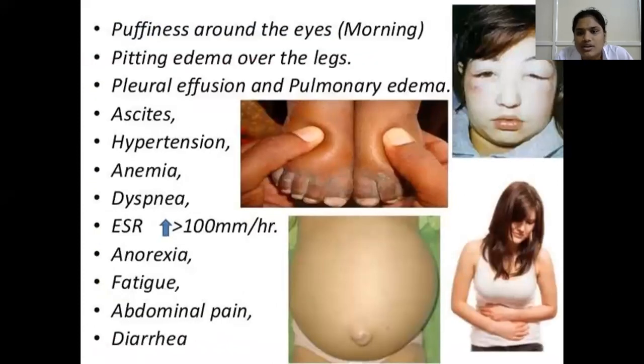So as I said already, this is the puffiness of the eyelids in the morning, pitting edema over the legs, pleural effusion and pulmonary edema, and focal edemas like ascites. Hypertension can be seen sometimes, but not very common. Anemia, dyspnea, ESR is elevated, maybe due to infections, anorexia, fatigue, abdominal pain, and diarrhea. These are the common presentations.